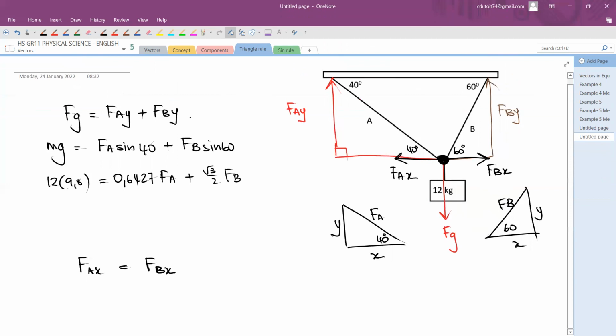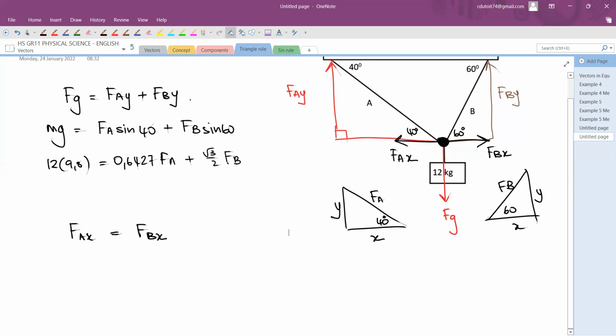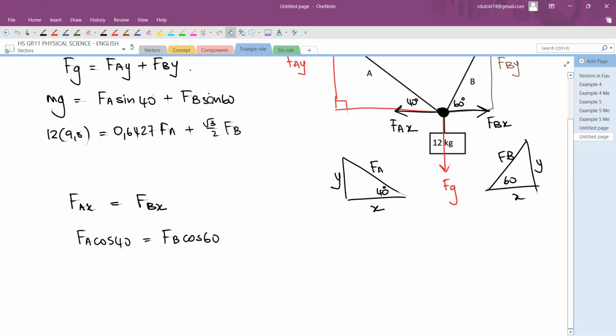I'm going to work with the second equation. Why? We've got 2 equations with 2 unknowns, so we're going to solve them simultaneously. But I don't want to mess up that top formula now because there's a lot of stuff in there. I'm going to look at the bottom formula. The X component is cos. So that is FA cos 40. And the B component is FB cos 60. Is that correct? Yeah. Cos 60 is easy. This is half. So 0.5 or half FB is the same as FA cos 40.